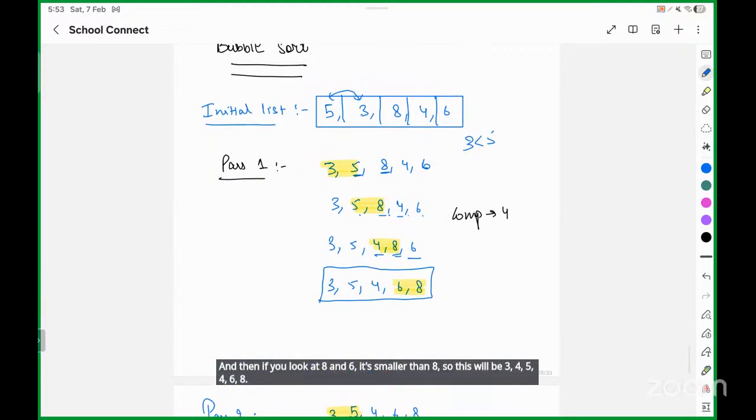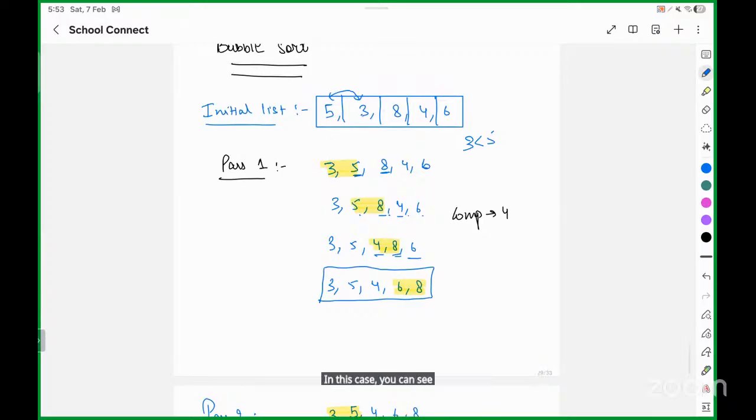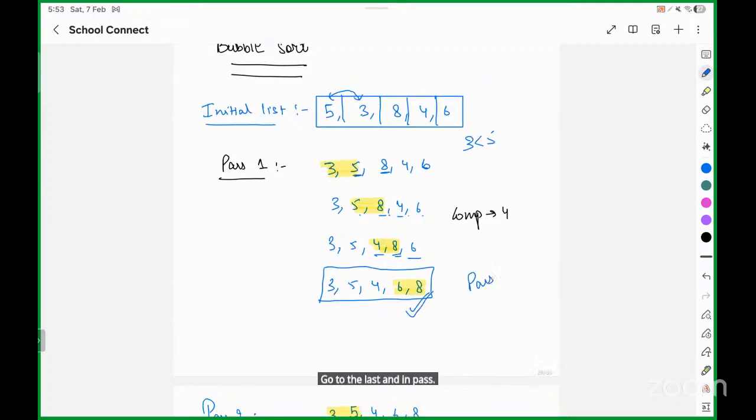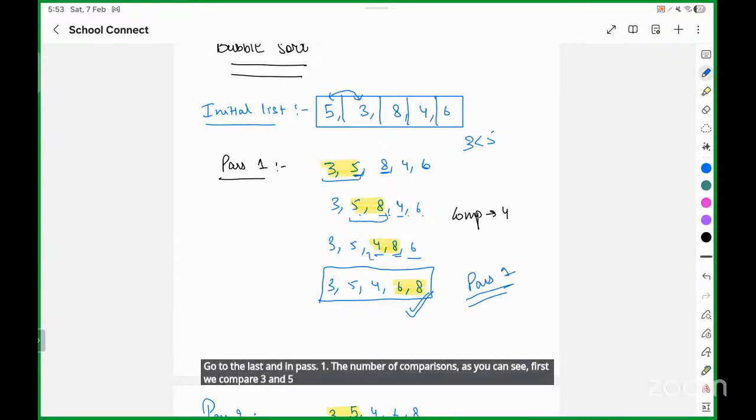In this case, you can see that the largest number in the array will always go to the last end in pass 1. The number of comparisons, as you can see: first we compare 3 and 5, then 5 and 8, then 4 and 8, then 6 and 8. So the number of comparisons is just 4.